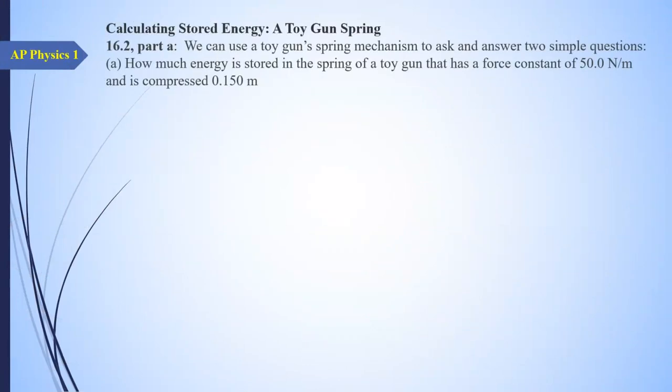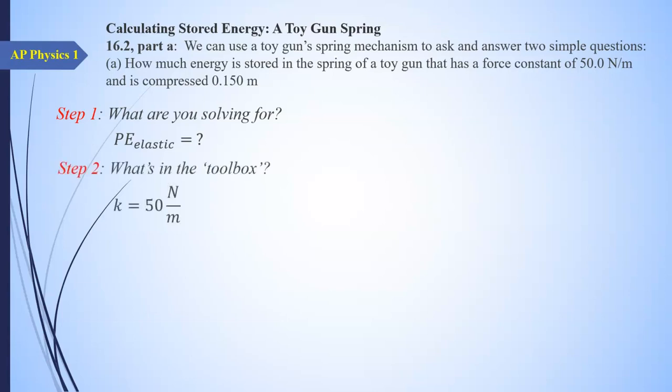Alright, we can use a toy gun's spring mechanism to ask and answer two simple questions. How much energy is stored in the spring of a toy gun that has a force of 50 Newton meters and is compressed 0.15 meters? So we're trying to find the potential energy. That's the potential energy because a spring only has potential energy.